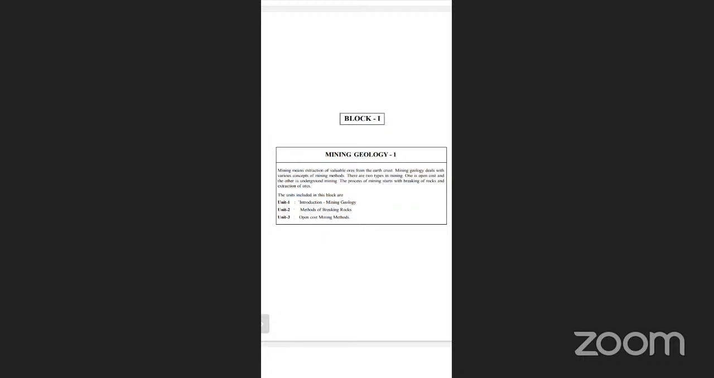In this first block, we have three topics: Unit 1, Unit 2, and Unit 3. In the first unit, we would like to learn about the introduction to mining geology, the methods of breaking rocks, and open cast mining methods. These are the various methods you are going to cover under this block 1.